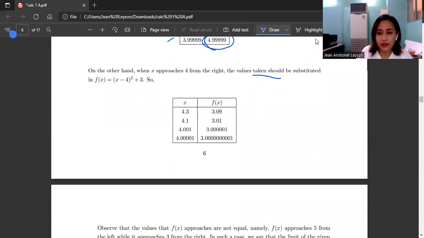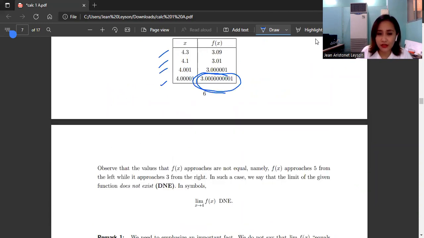So, values close to 4 from the right are the following. Substituting to our function, we will arrive with this answer. So observe that the values that f of x approaches are not equal. Namely, f of x approaches 5 from the left while it approaches 3 from the right.